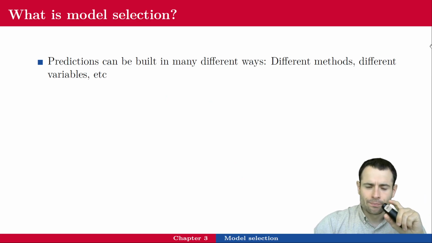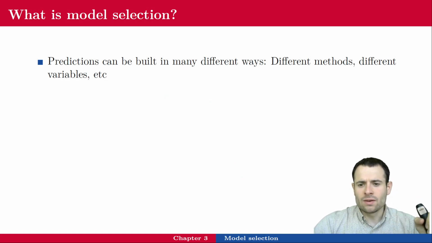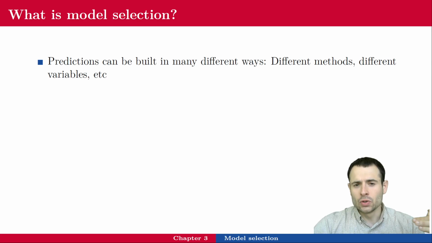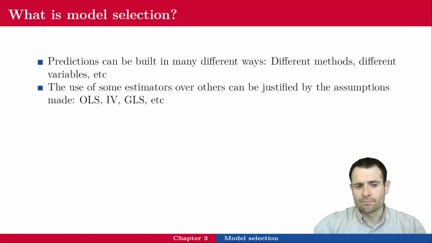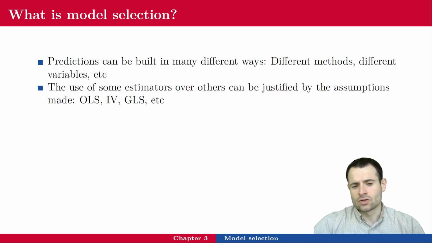What is model selection? Predictions can be built in many different ways. We went through different methods before. We also talked about including different variables. Each estimated model will yield different predictions. We saw that some estimators can be used over others. That is usually justified by assumptions. For instance, using IV estimators if we expect some endogeneity issues, using some GLS procedure if we expect heteroscedasticity, and so on.